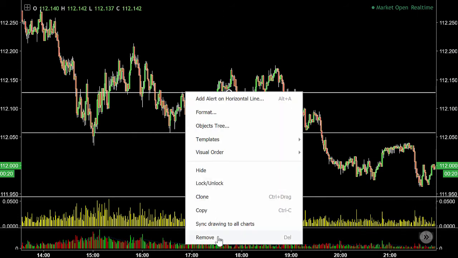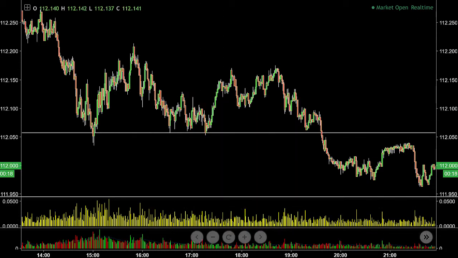Let's remove this one. We've got our support level here. The market's come down. It's tagged it multiple times: 1, 2, 3, 4, 5. I would call that a fifth. We've come down and broken straight through it. Now, if you're sitting there with a limit order, you're going to miss this trade.